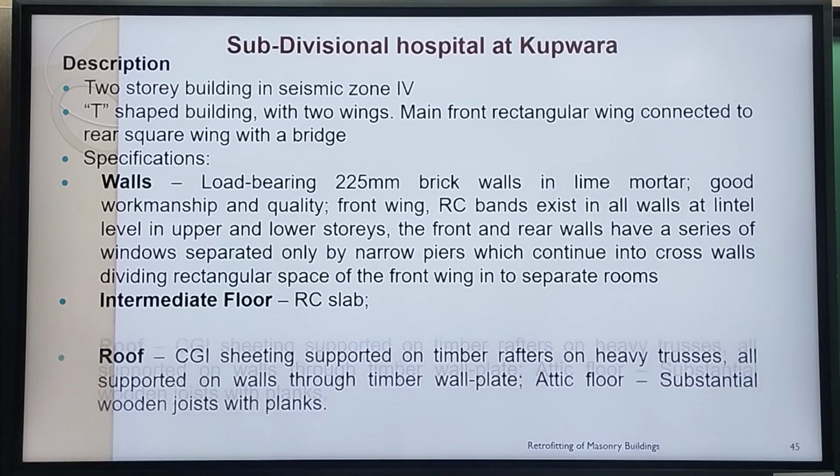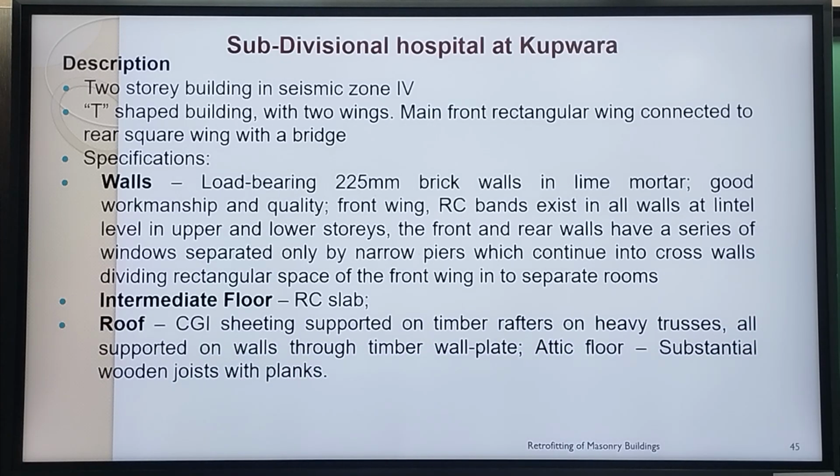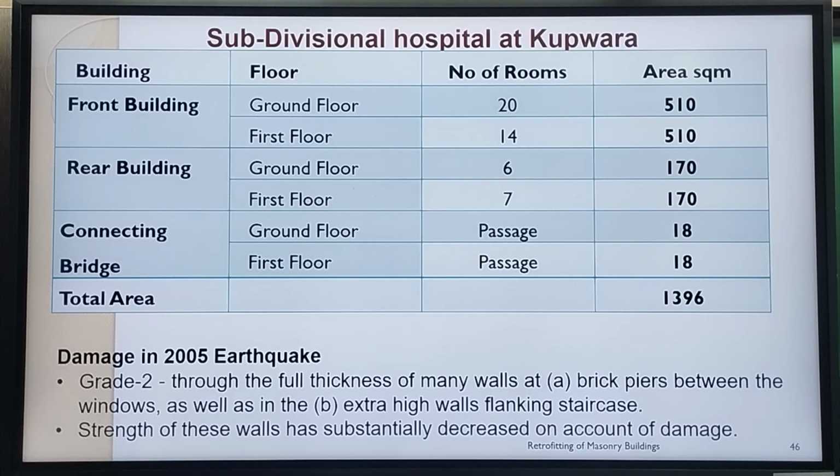Intermediate floor was reinforced concrete slab. So the roof had a timber wall plate. That was a good thing. That's an important element. So basically, timber wall plate is a timber element that runs on the top of the wall, a good sized timber element, and the roof sits on it. So there is proper bearing on it. Okay. Alright, this gives a large number of rooms. There were almost 40 rooms there, in a 1400 square meter hospital.